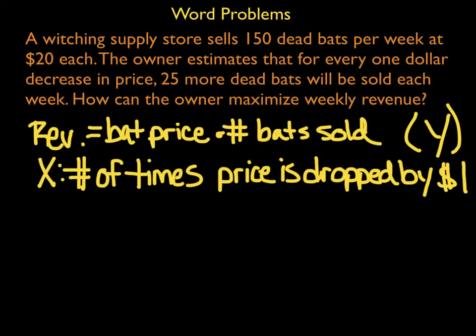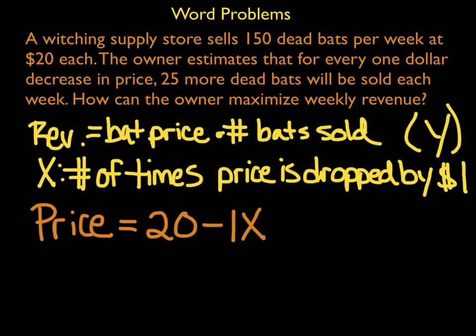All right, so our price then is equal to $20 each minus 1x, right? If he drops the price by $1 one time, then it's $19. If he drops the price by $1 5 times, then he's dropped it by $5, and 20 minus 1 times 5 is 20 minus 5 is 15, and so on. So that represents our price.